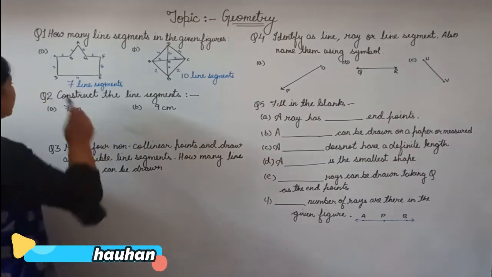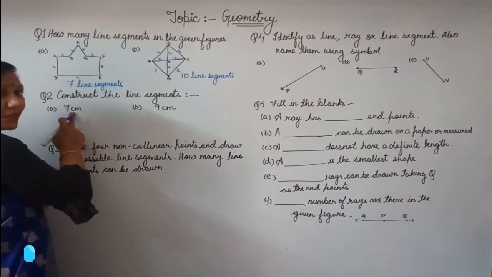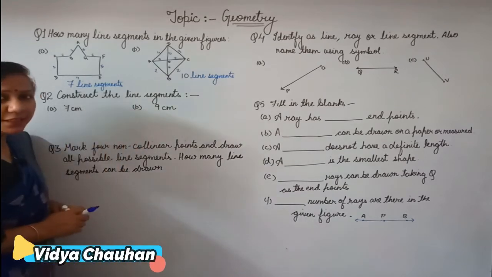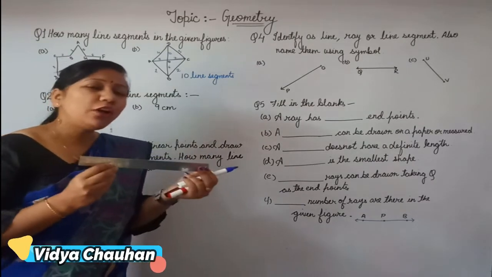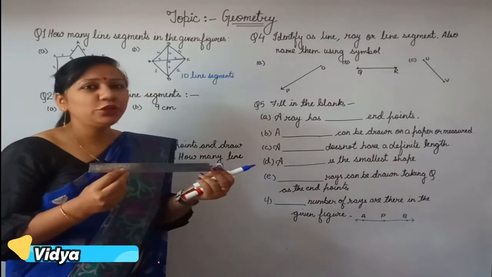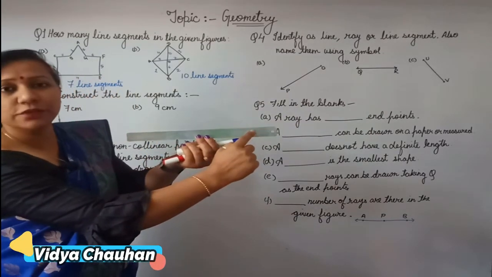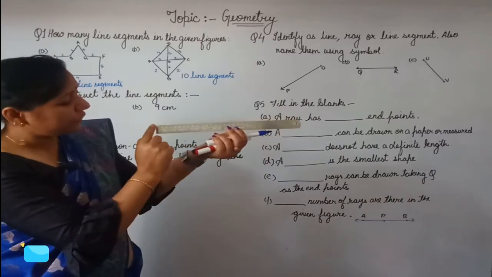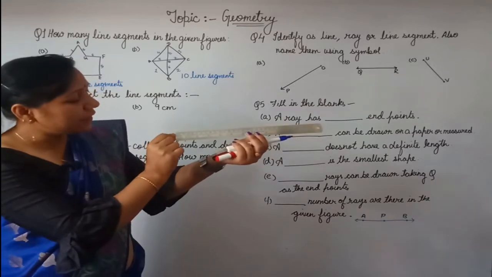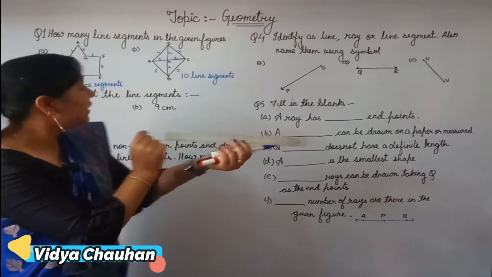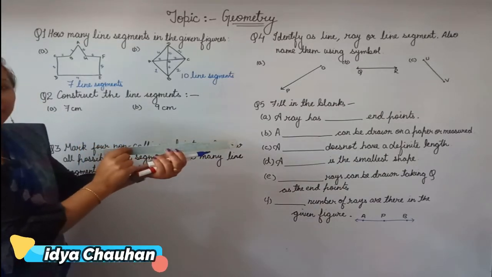Okay students, coming to the second question, in which you have to construct line segments of 7 centimeter and 9 centimeter. So students, to draw the line segment we will use a ruler. You all must be having a ruler with you, so you have to use the ruler, and on this ruler as you can see there are 2 sections. One is of centimeters and the second is of inches. You have to use the section of centimeters to draw the line segment, starting with the initial point, that is 0, and then if we have to draw a line segment of 7 centimeter, we will start from 0 and end at 7.